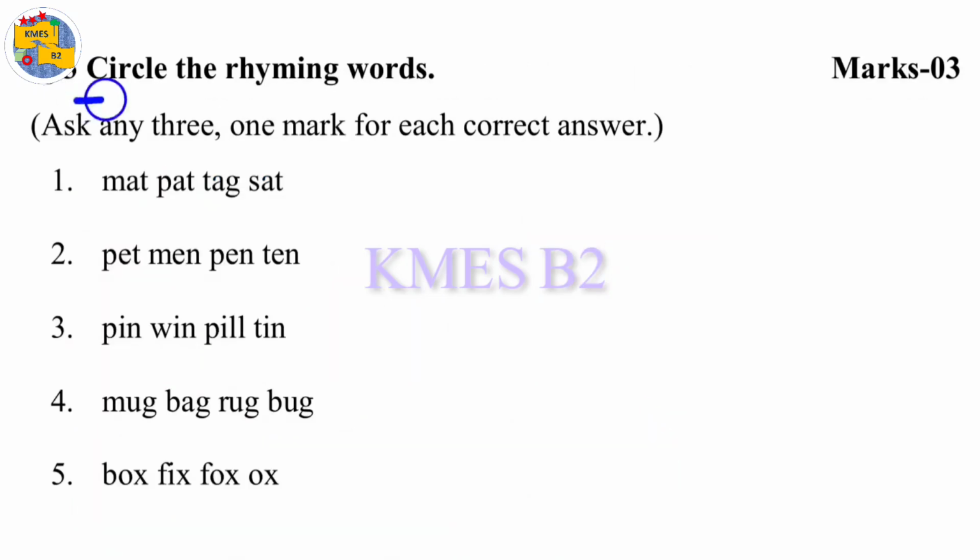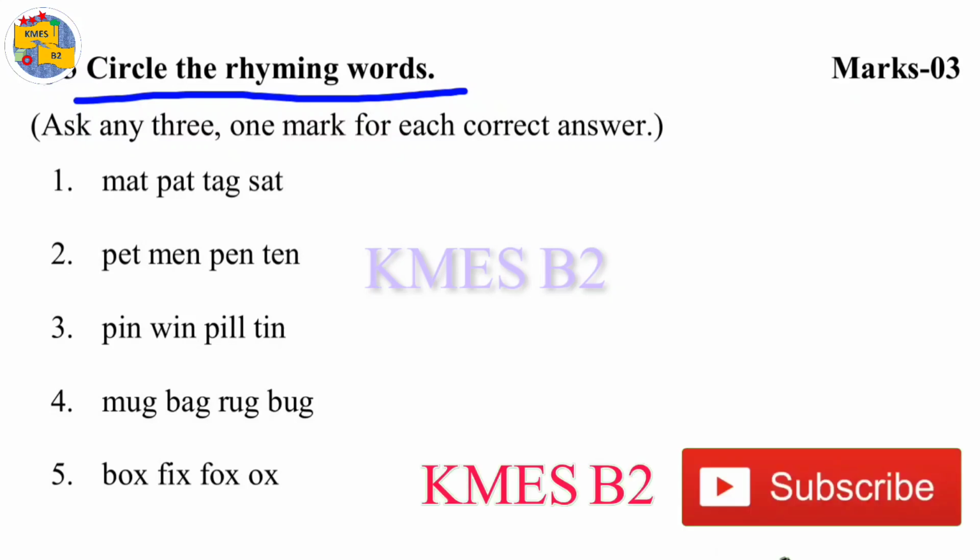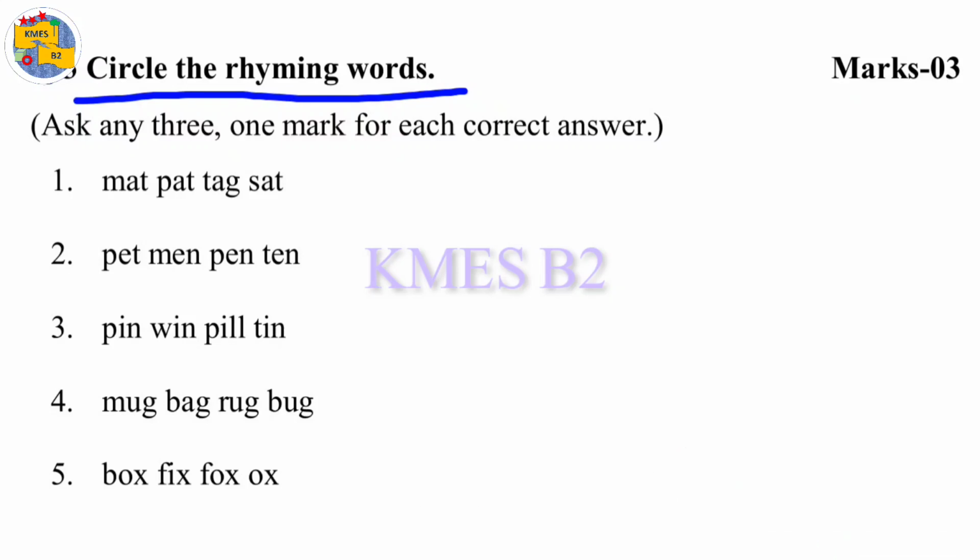Question number 3. Circle the rhyming words. My dear students, here we have to circle the rhyming words. Rhyming words किसे कहते हैं? That ends with the same sound. जिसके आखिर में एक जैसी आवाज आती है.